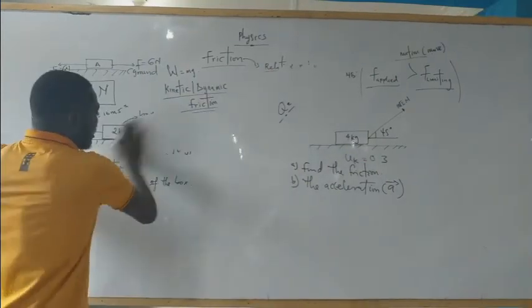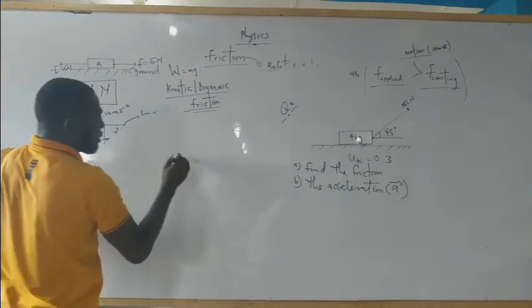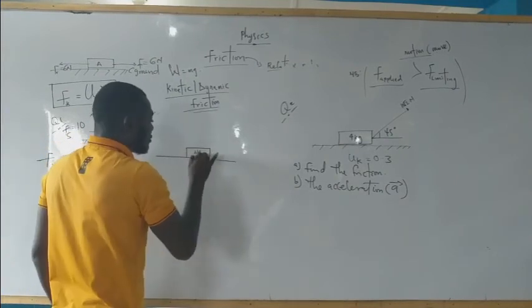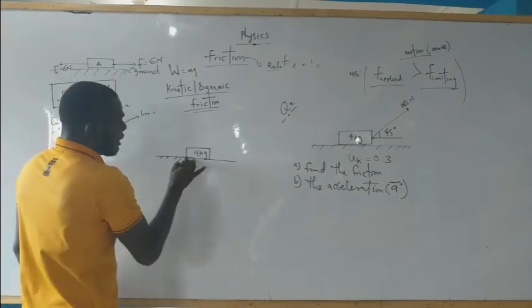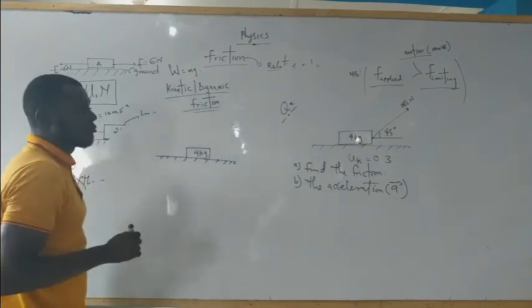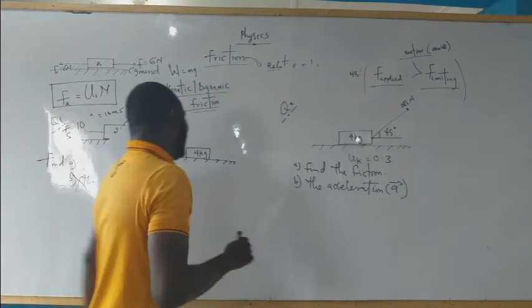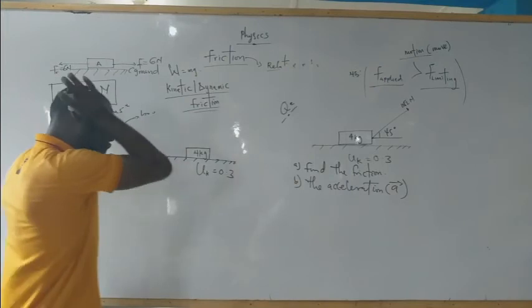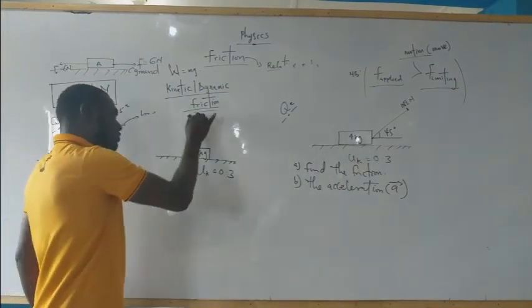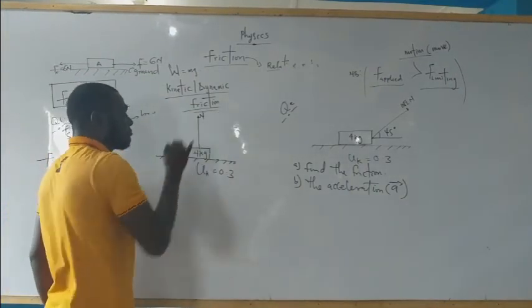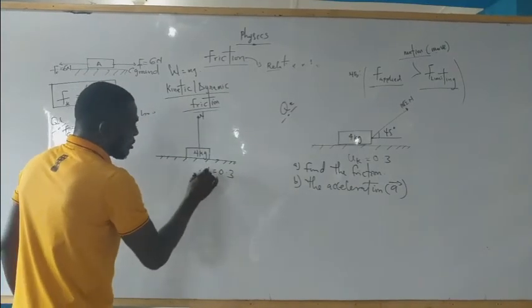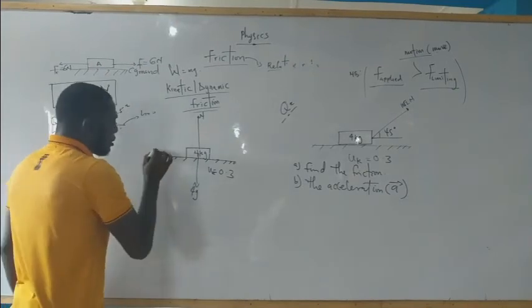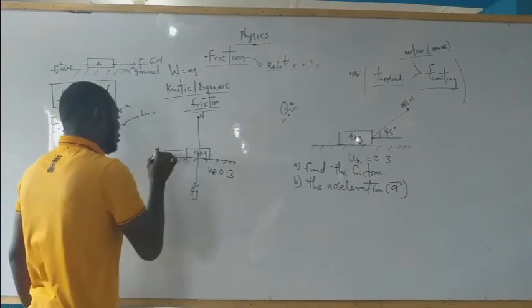We have the box. Let's have the diagram. A box of 4 kg. It means that the ground is rough, meaning that there will be friction. That's 0.3. We have the normal reaction, that is N. That's 4G. This will be the friction.